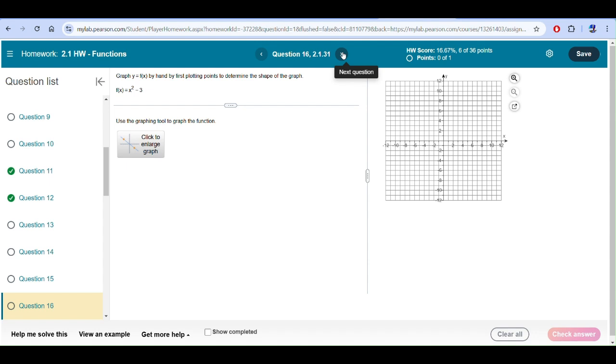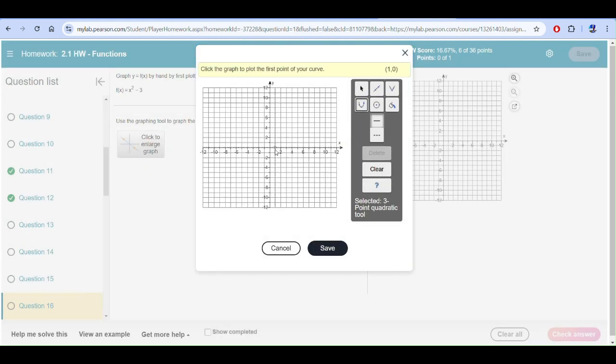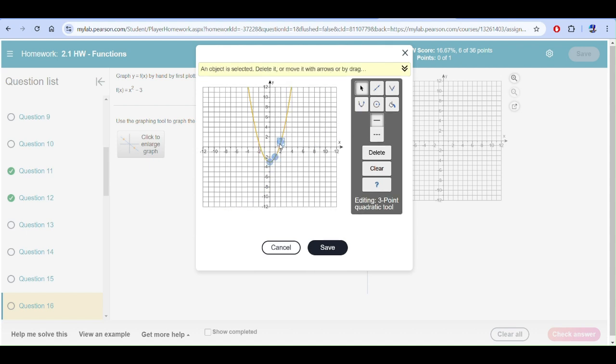Another quadratic. So what does it say? First, plot to determine the shape of the graph. Nothing really here to see. This is a quadratic that has been shifted down 3 units and to the right 1, up 3 to the right there.